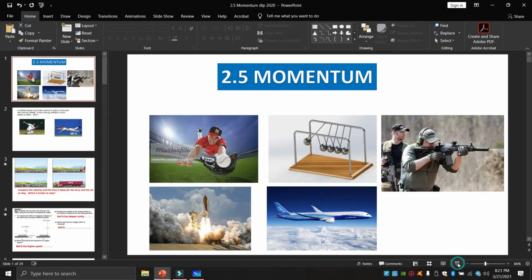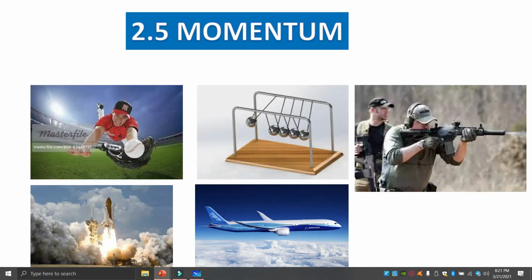Today I will teach you about momentum. So what is momentum actually? Every object that has a mass and also has a velocity must have momentum.